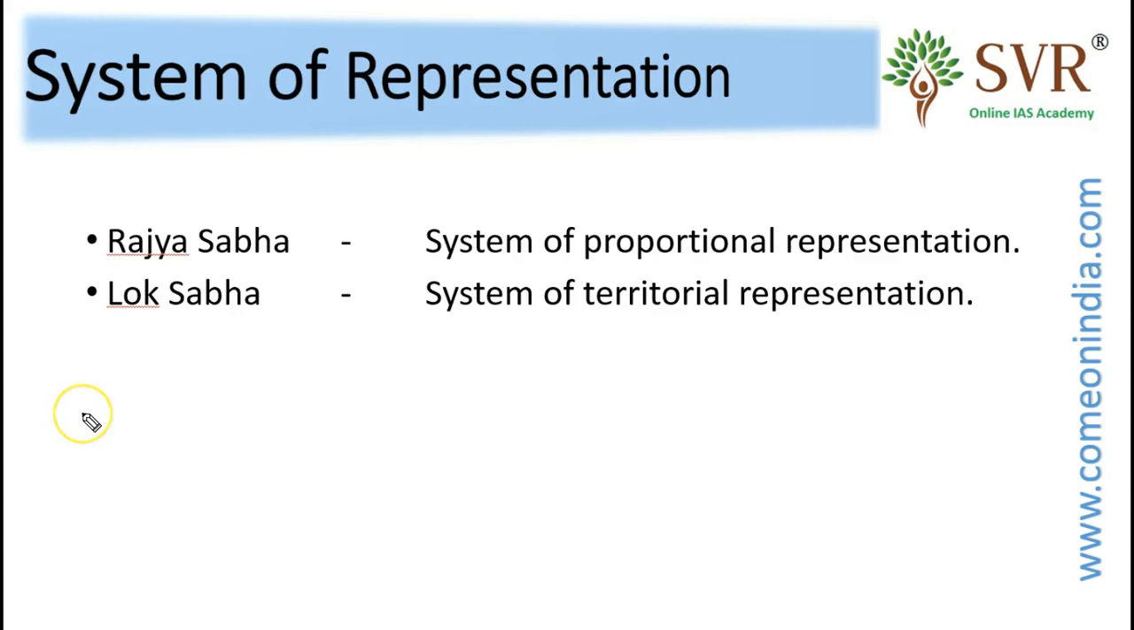In general, the elections can be carried out in two modes of representation. That is, number 1, proportional representation, and then number 2, territorial representation. In India, the proportional representation methodology is adopted for the elections to Rajya Sabha, whereas the territorial mode of representation is adopted for elections to Lok Sabha. Now, in coming sections, we will learn about what is meant by territorial representation and what is meant by proportional representation.